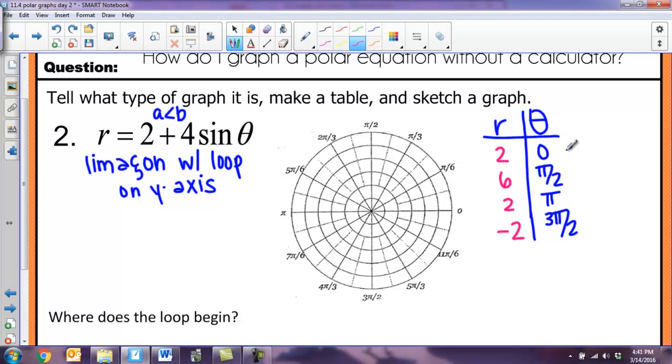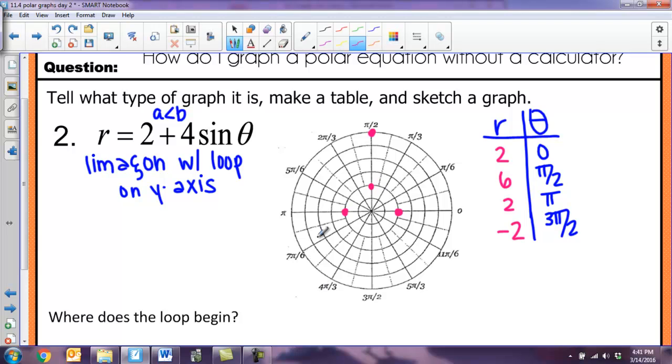So I have at the angle 0, I'm going to go out to a radius of 2. At the angle pi over 2, I'm going to go out to a radius of 6. So 1, 2, 3, 4, 5, 6. Right at the top, got lucky there. Okay, at the angle pi, I'm going to go out 2. And then at the angle 3 pi over 2, I'm going to go out -2. So remember, I'm going to look at this angle, but then I'm going to go backwards 2.